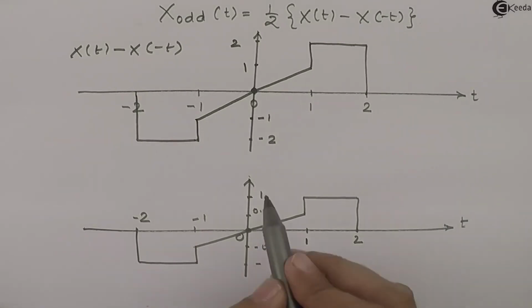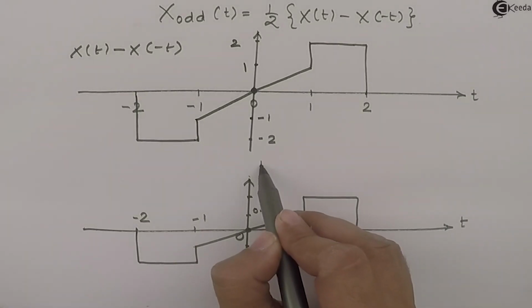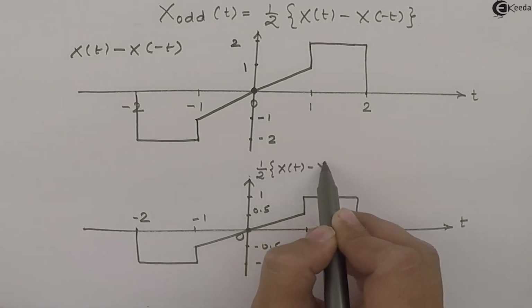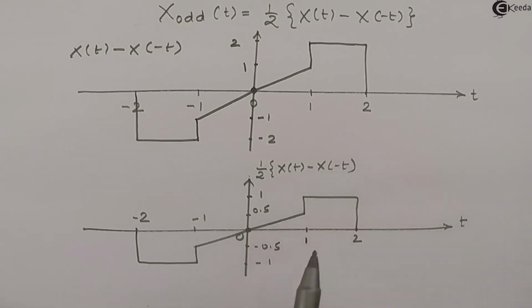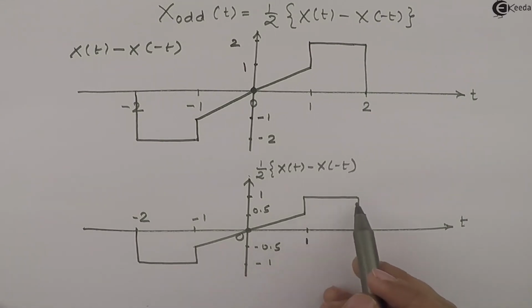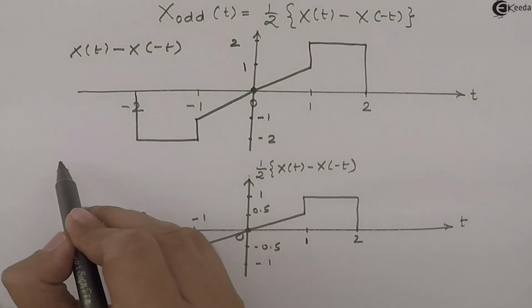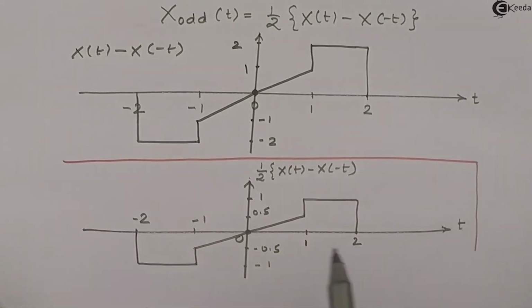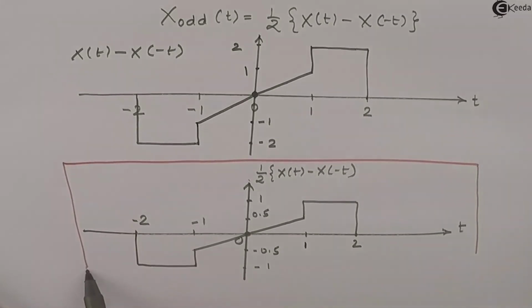Which we can say is 1 by 2 times x of t minus x of minus t. So if we see properly, it is passing through the origin. At the same time, a reflection version or time reverse version is the negative of the original version. So I can see this signal is the odd part of x of t.